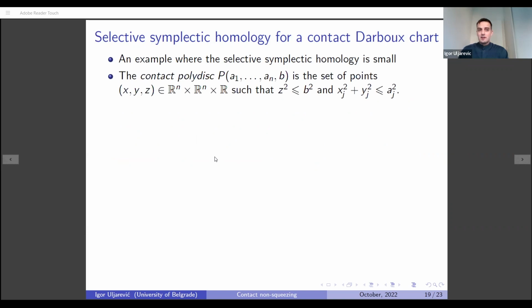So I will actually take a subset of a Darboux chart that's a contact polydisk. So here is a definition of a contact polydisk. It's analogous to a polydisk. It's just that we have one coordinate, the z coordinate, that is a bit unusual because its dimension is actually 1. Then we bound the norms of these coordinates.